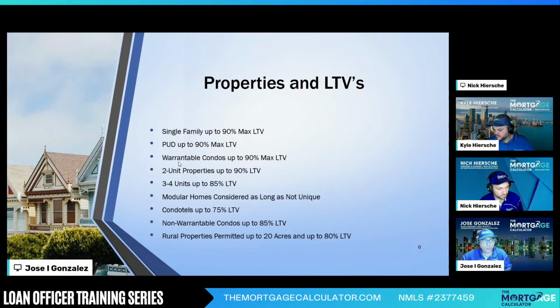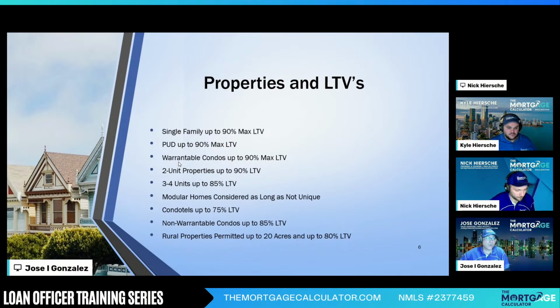Property types are pretty basic, single families, PUDs, warrantable condos, and 2 unit properties up to 90%. 3 to 4 unit properties are going to be 85% max LTV. Condotels 75% LTV max. Non warrantable condos up to 85% LTV. Rural properties are permitted up to 20 acres and up to 80% LTV.